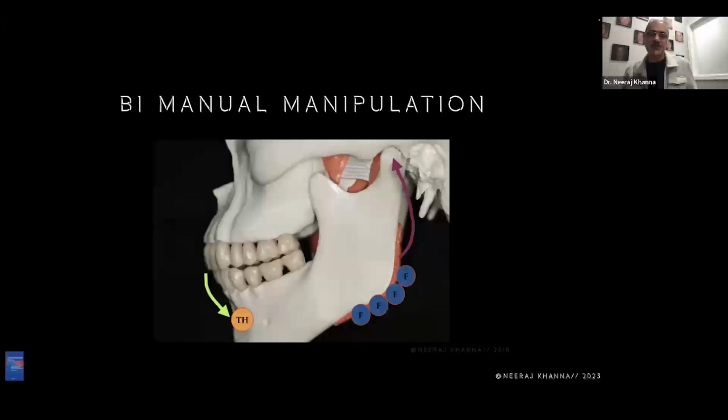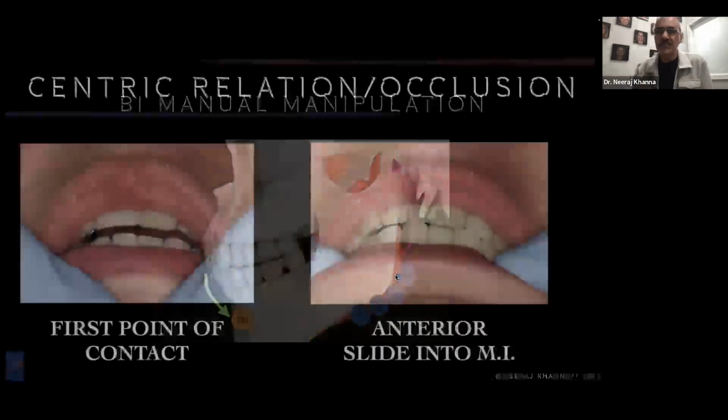And so in order to repeat that joint position, we teach a concept called bimanual manipulation. And it's basically taking your thumbs on the chin and taking your fingers and wrapping the two fingers behind the ramus and basically rotating the wrists and seating that joint in the most anterior superior position.